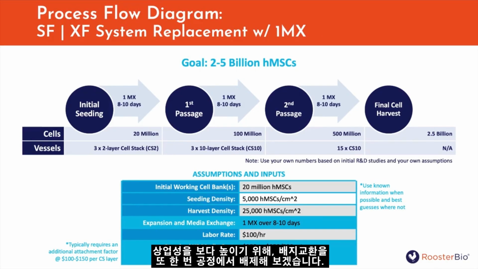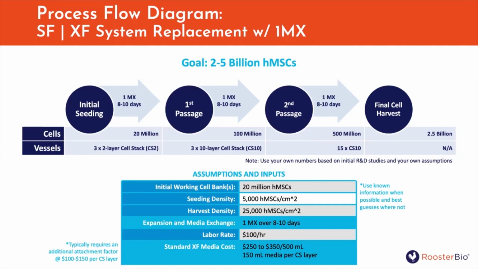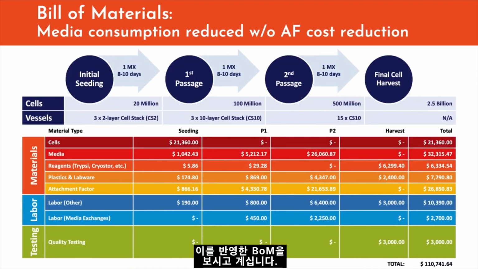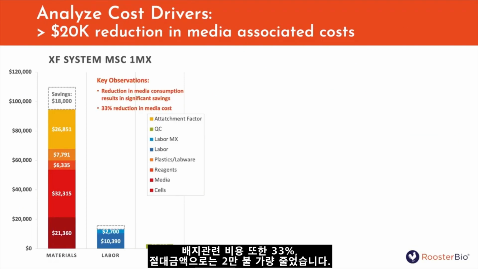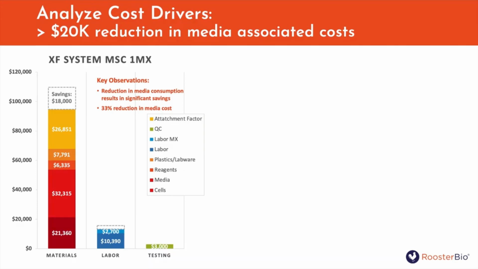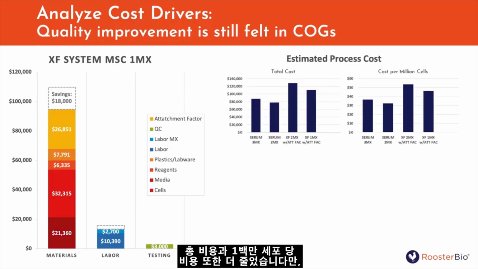Looking into the commercially available protocols, we see that we can remove another media exchange from this process. This media and coating pair reduce the expansion window to 8 to 10 days. Again, we lay out our bill of materials to incorporate the removal of another media exchange. We of course do see a reduction in cost of goods by removing more media, with around a $20,000 or 33% decrease in media associated costs. This reduces our total and per million cell costs incrementally. However, it should be noted this is still above our initial cost of goods.